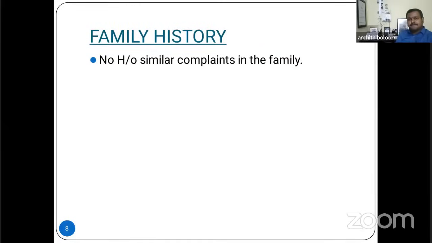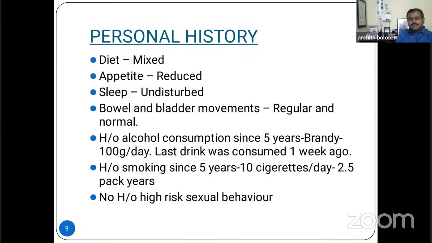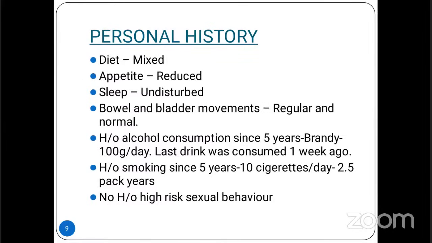Personal history. Diet is mixed, predominantly vegetarian. Appetite is reduced. Sleep is undisturbed. Bowel and bladder movements are regular and normal. He has a history of alcohol consumption since 5 years. Brandy was consumed, about 100 grams per day. Last drink was 1 week ago. History of smoking since 5 years. So is he an alcoholic?